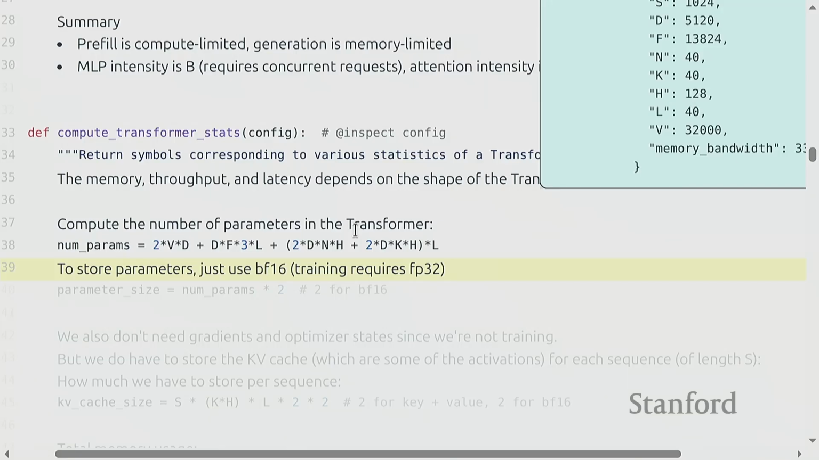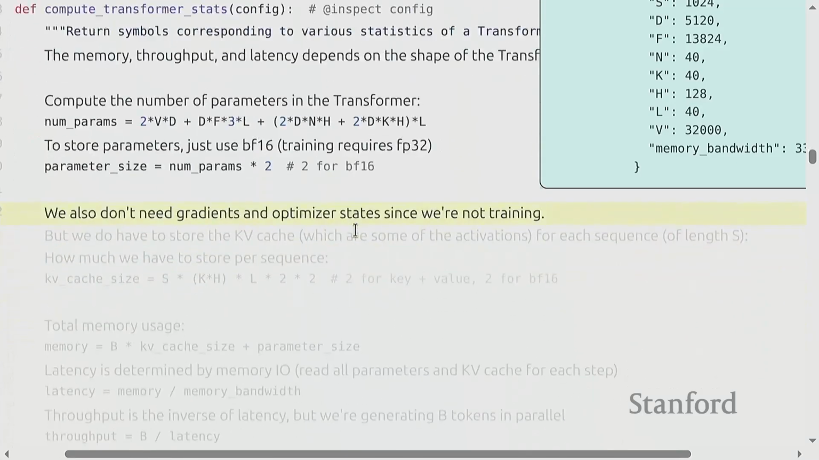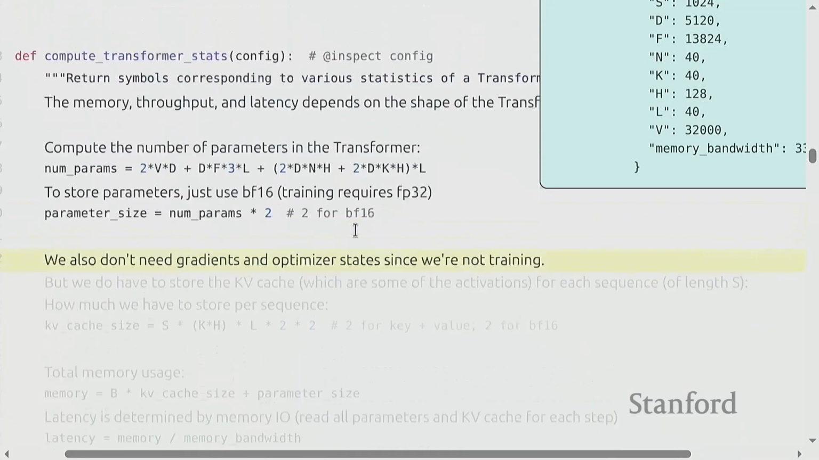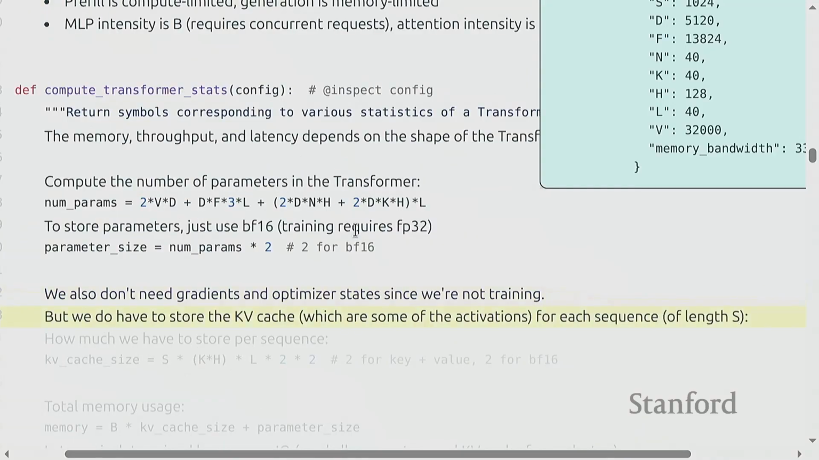Because inference is generally going to be 16-bit, not 32-bit, we're going to multiply by 2. So that's the memory that the parameters take. Okay? We don't need gradients. We don't need optimizer states because we're not training. But we do have to store the KV cache, which are some of the activations. Not all the activations, but some of them, for every sequence of length s.